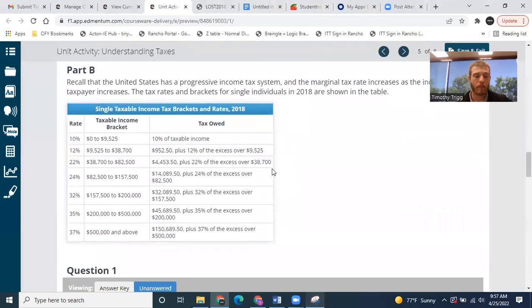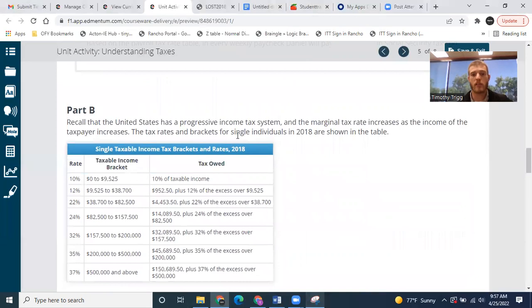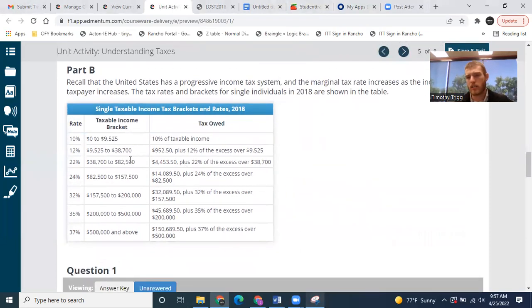Okay, part B. Recall the United States has a progressive income tax system, and the marginal tax rate increases as the income of the taxpayer increases. The tax rates and brackets for single individuals in 2018 are shown in the table. And honestly, these numbers haven't changed much since 2018. I'm not even sure if they changed at all. So this is probably something similar, but you should always check, because tax brackets change according to new laws that get passed and so forth.